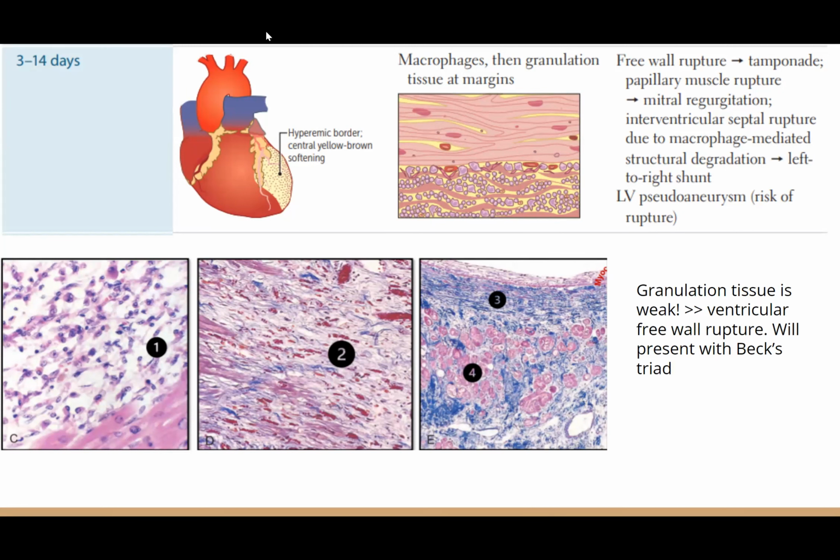Free ventricular wall rupture, 3 to 14 days, because this granulation tissue is extremely weak. Papillary muscle rupture, so you can get mitral regurgitation. So 1, free wall rupture leading to tamponade. 2, you get papillary muscle rupture, which is going to lead to mitral regurgitation. You can get interventricular septal rupture. And then you can get a pseudoaneurysm. There's a lot of stuff that can happen because this granulation tissue has so much less structural integrity than it used to.